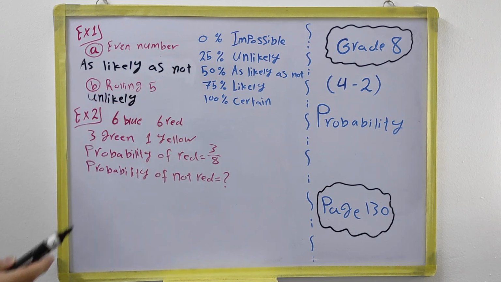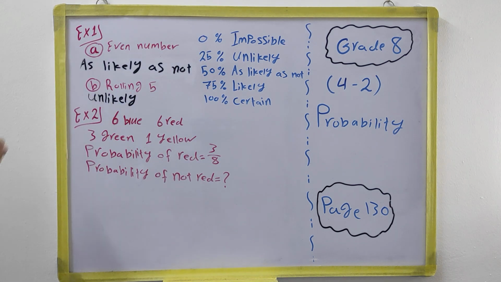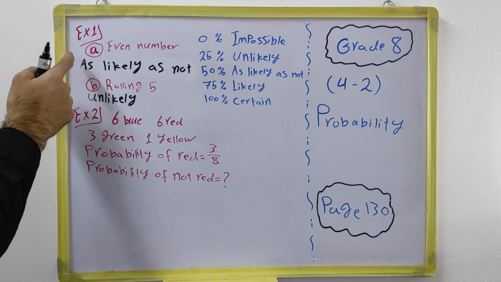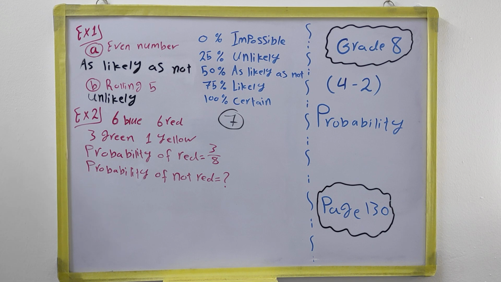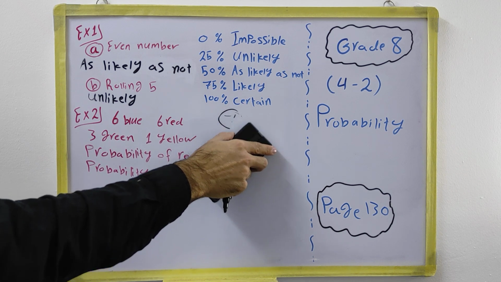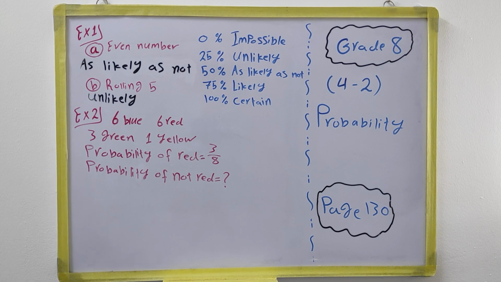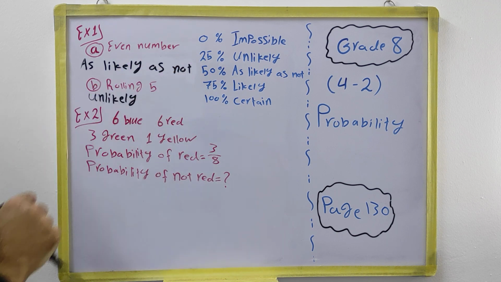So the main words: impossible, which is 0 chance. For example, I will ask you, we have a number cube, what's the possibility to throw the number cube and get 7? We know in a number cube we don't have 7, we just have 1, 2, 3, 4, 5, 6. It's impossible to happen. This would be 0 chance. But to get number 5, it's not impossible because we have number 5 in it. It's possible to come, but it's not half chance. It is less than half, which is unlikely.